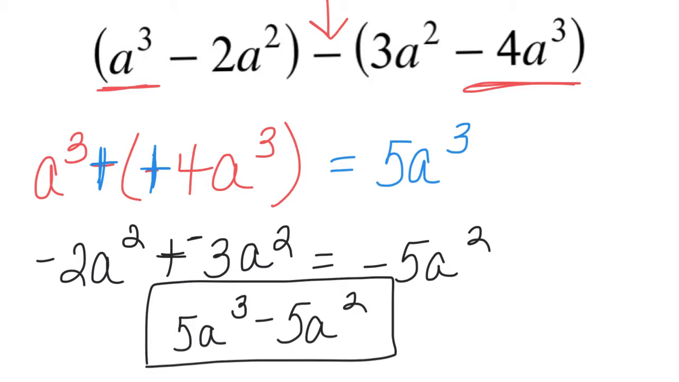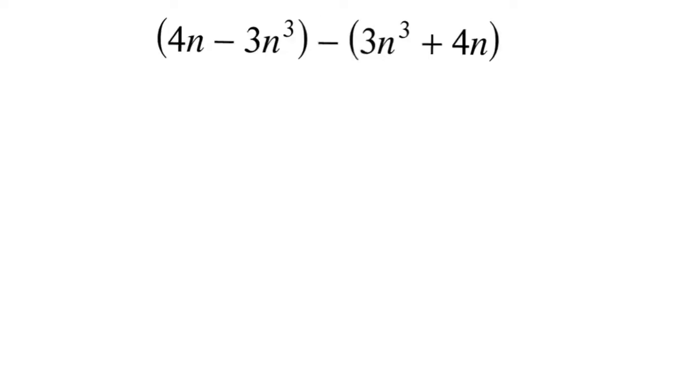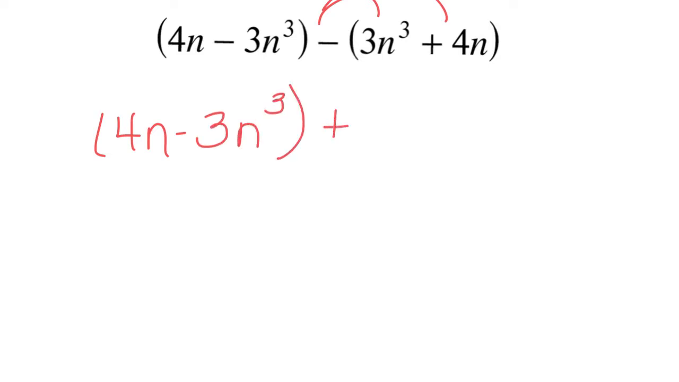Throughout the rest of the video, I'm going to mix them, and that way you can see them both ways and you can decide which method is best for you. Here's our next example. I'm going to do the distributive method again on this one. I'm going to distribute out the negative sign. So I'm going to bring down 4n minus 3n cubed plus. A negative times a positive is a negative, negative 3n cubed.